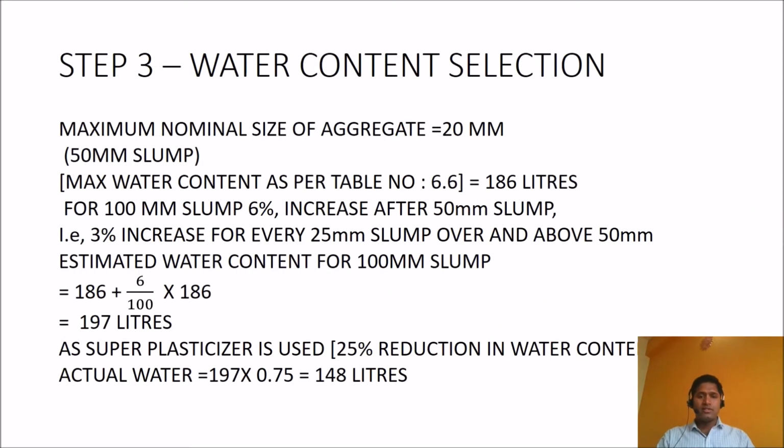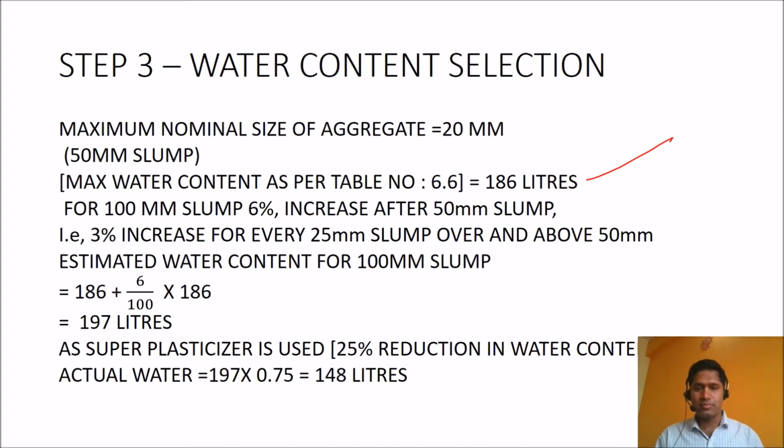Next, step 3 is water content selection. In this water content selection, IS 10262-2009 plays an important role. The maximum nominal size of the aggregate we noted down in part A is 20 mm, and the maximum water content as per table number 6.6 corresponding to 20 mm size aggregate is 186 liters for 50 mm slump. For any 50 mm slump you can use 186 liters.